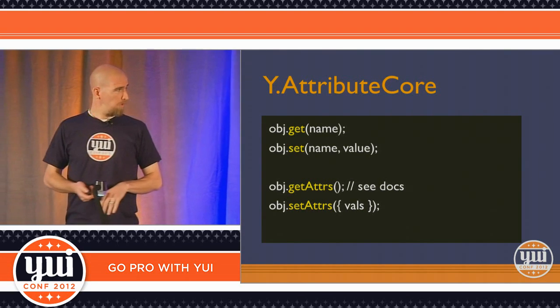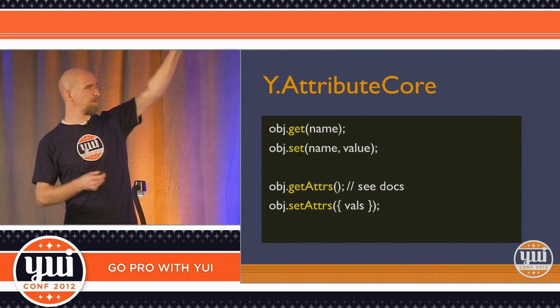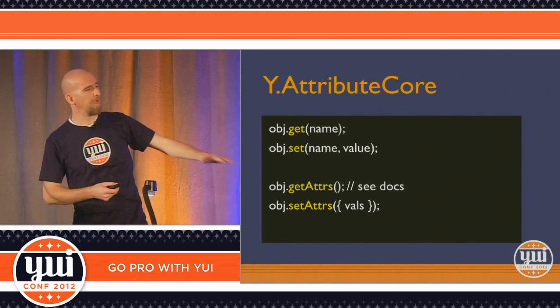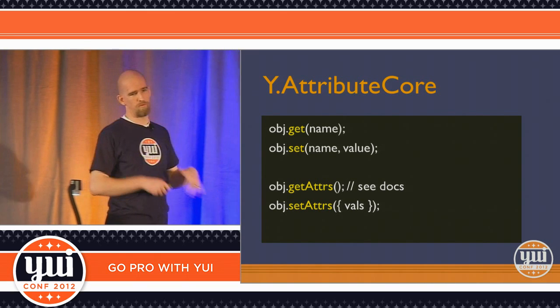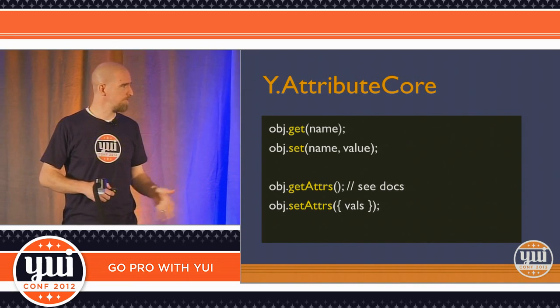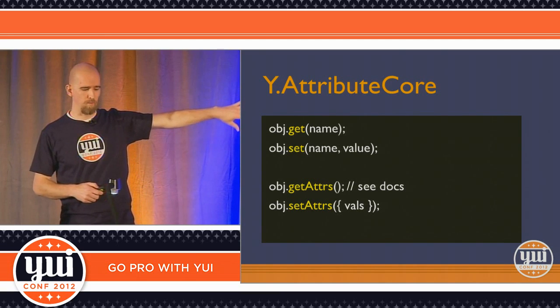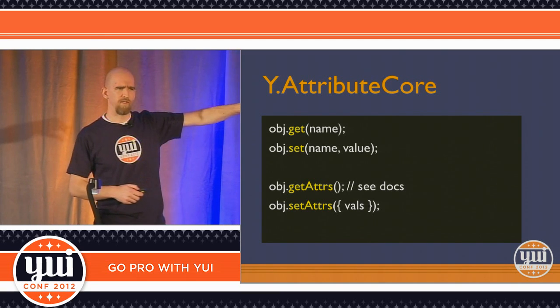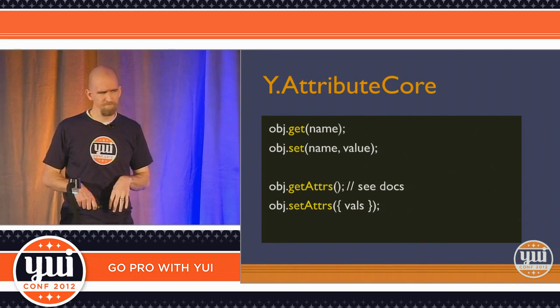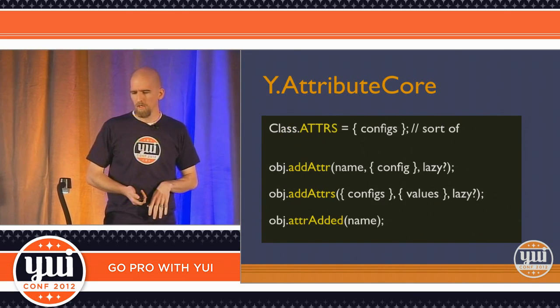So attribute core is, now remember, you're using base, which sits on top of base core, which sits on attribute core. Attribute core is where the API that you're used to is coming from. It has the get method, set method, getAttrs, setAttrs. If you haven't used getAttrs and setAttrs, I highly recommend it. getAttrs is worth looking at in the API docs. There are some optional parameters there. It does some cool stuff.